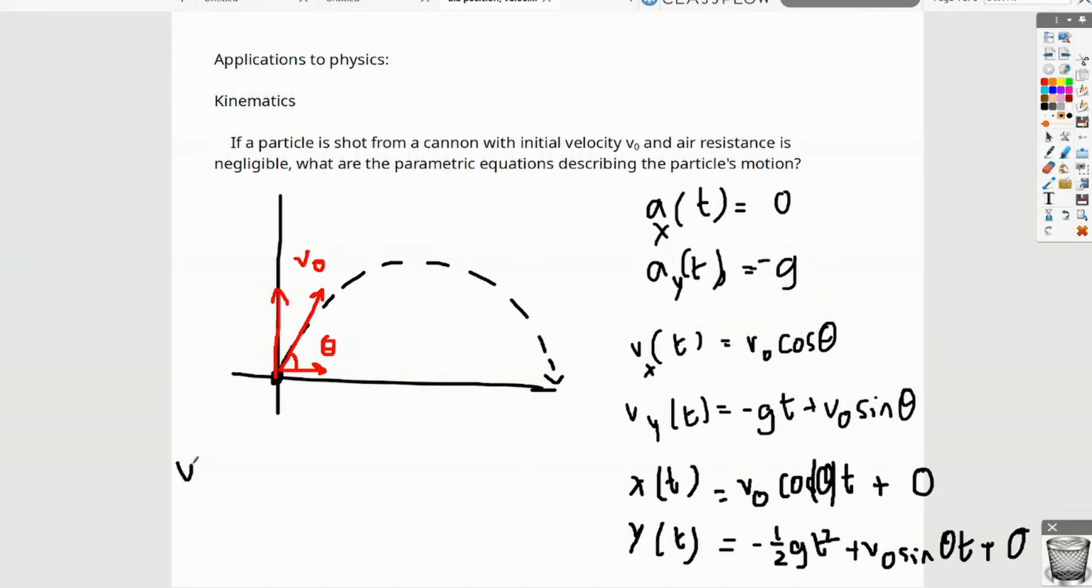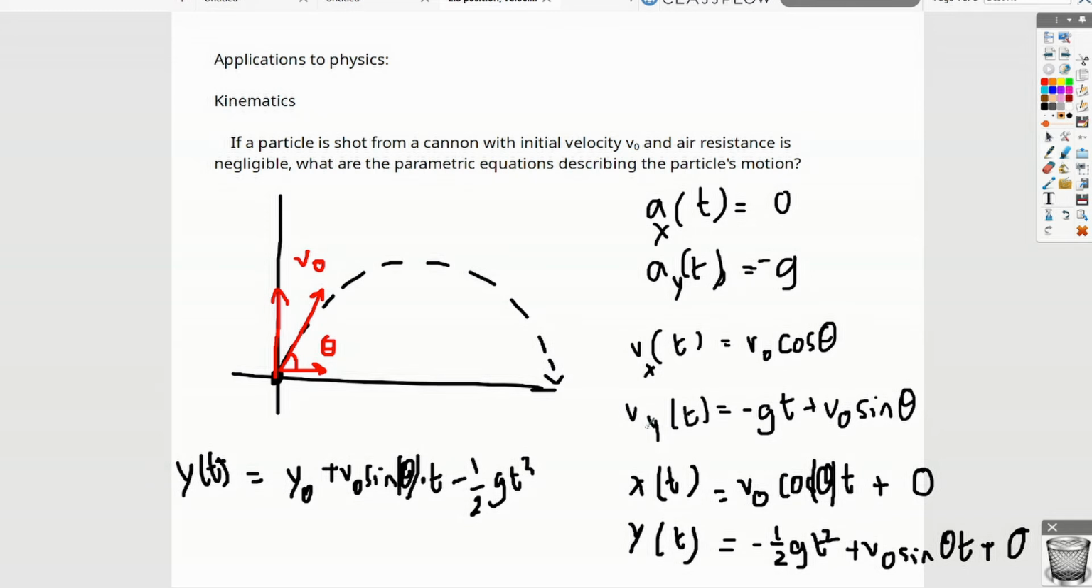Usually though, you will see it written as y of t is equal to initial y, y naught, plus v naught sine theta times t, right? Minus 1/2 g t squared. So that's how you get those functions, by integrating the accelerations to get the position functions. So those are the parametric equations for x and y.